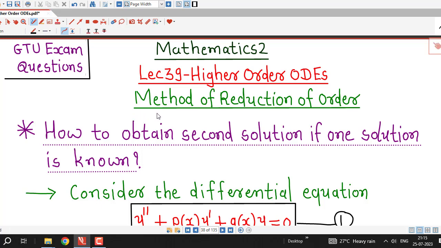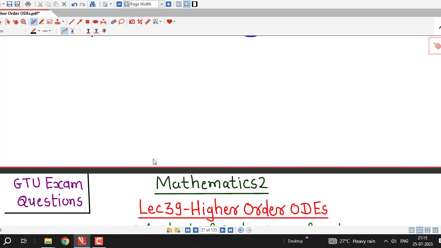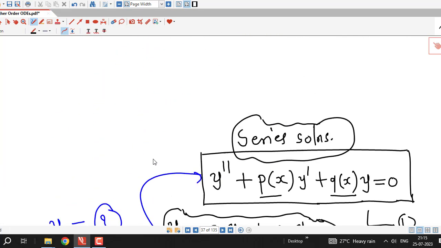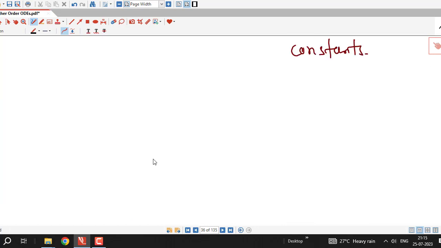In this lecture, we are going to discuss the method of reduction of order. This method is used to obtain a second solution if one solution of a second order homogeneous differential equation is given, and we have a ready-made formula to obtain the second solution of a homogeneous second order differential equation if the first solution is given.